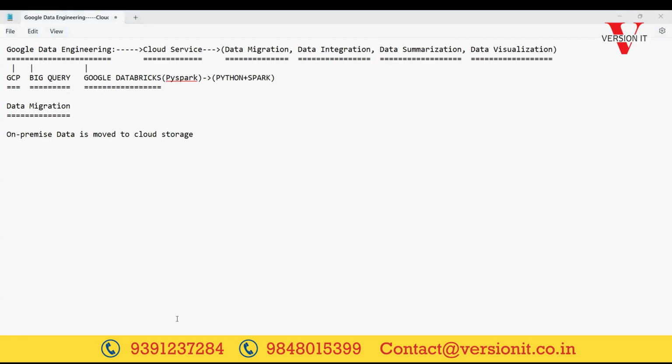I will explain in a very simplified manner, where my main motive is that you people should understand why we are using all this. Guys, you're using a mobile phone. Your mobile phone you can consider as a physical device, right? A physical device means on premise.